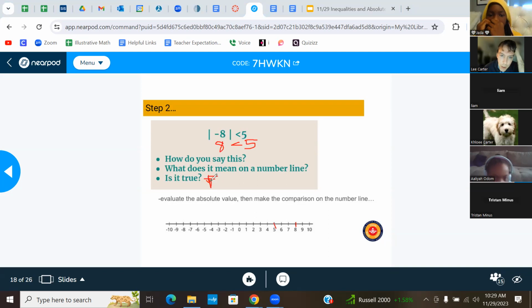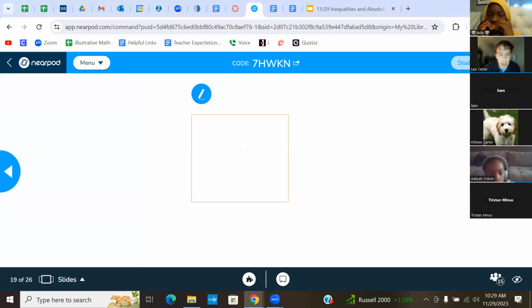So what you do when you've got the absolute value is you have to evaluate it. In case you get a note on some work you do where I write to evaluate the absolute value first, that means what I just did: the absolute value of -8 is 8. So the first thing you should have done is written down that the absolute value of -8 is 8. That's how you do it, the first thing you have to do before you make the comparison.